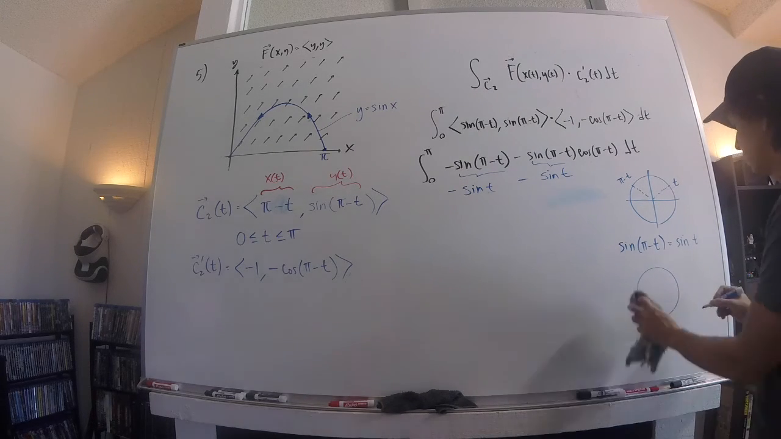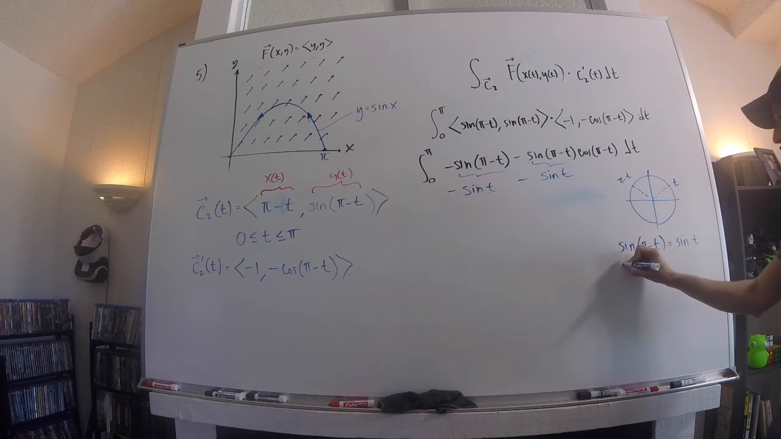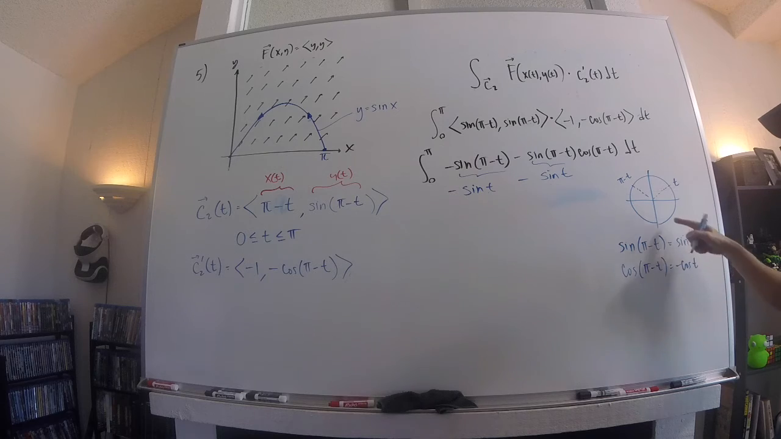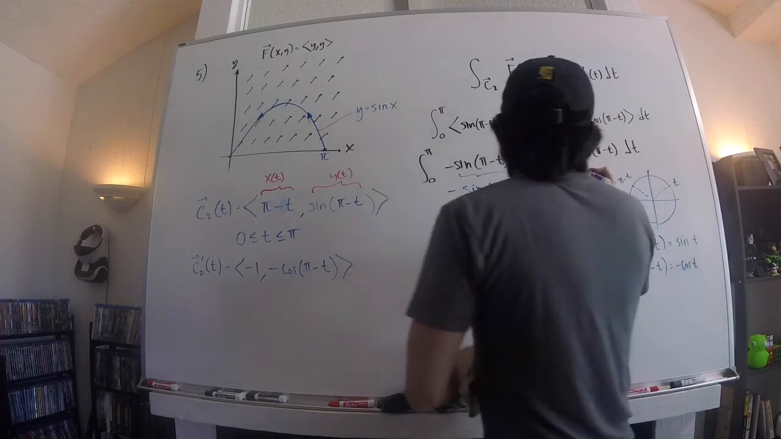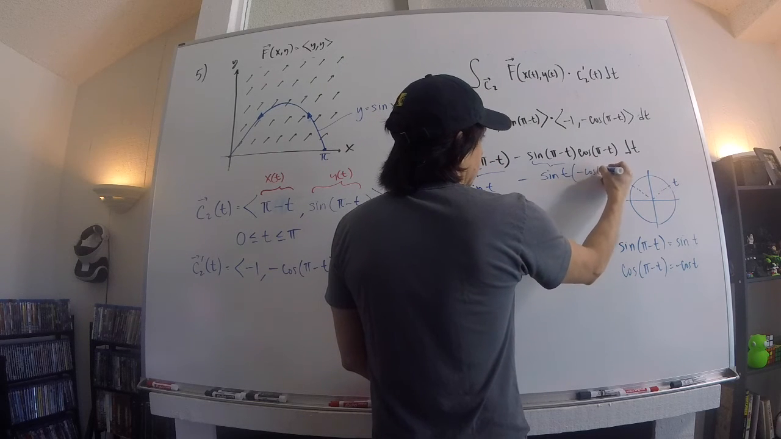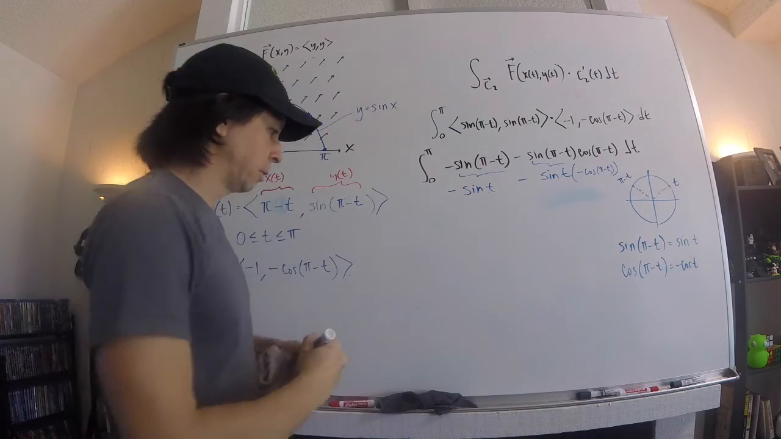Let me do my other identity. Cosine. Oh, I can use the same unit circle. The cosine of this is the negative of the cosine of that. So cosine of pi minus t is equal to negative cosine of t. That one does change signs, because if this is positive, that's negative. So those are my identities. I'm going to rewrite this.